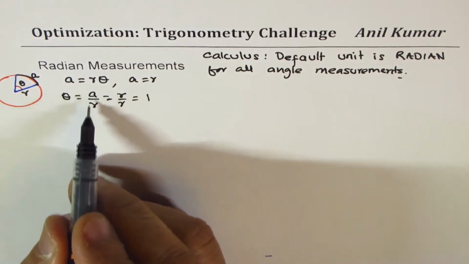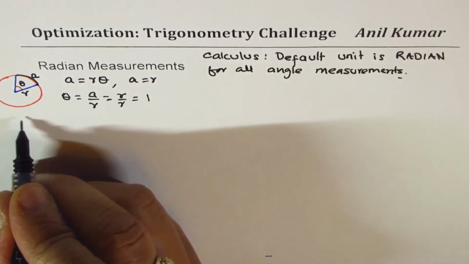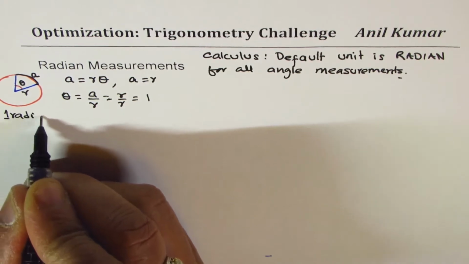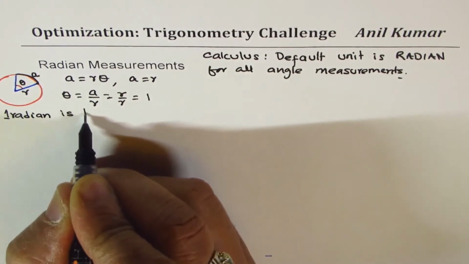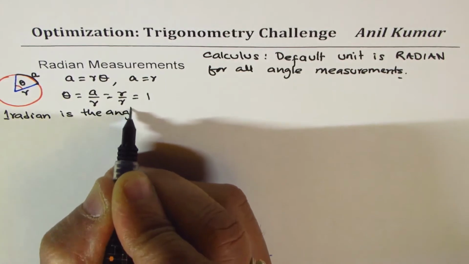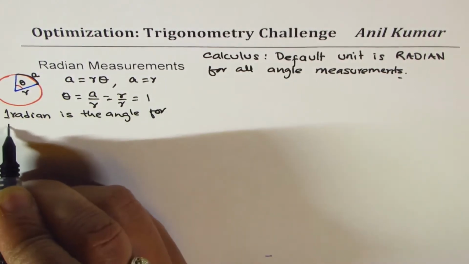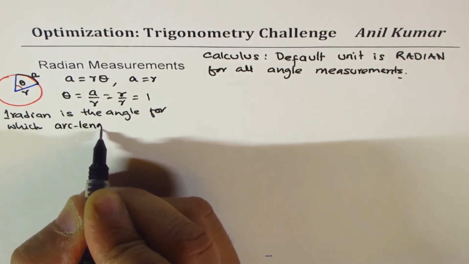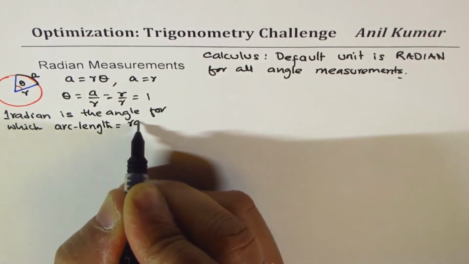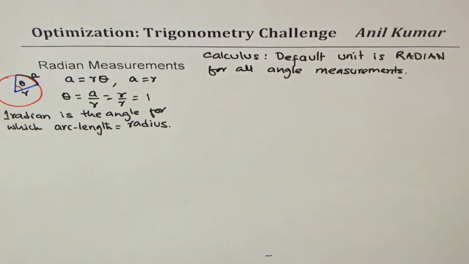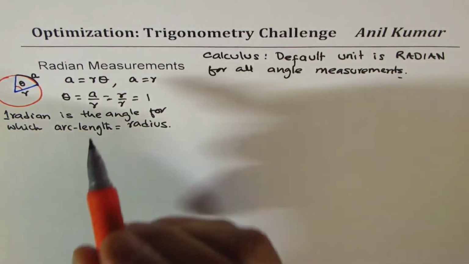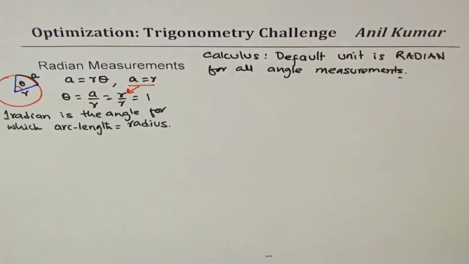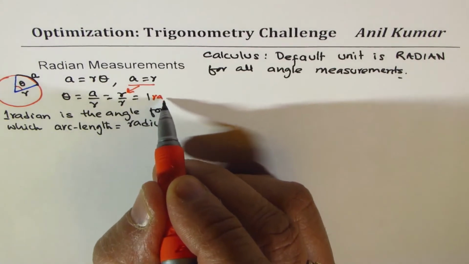So theta is A over R, so we can say 1 radian is the angle for which arc length equals radius. Correct? This is important to understand. So if A equals R, you can substitute and get theta equals 1 radian.